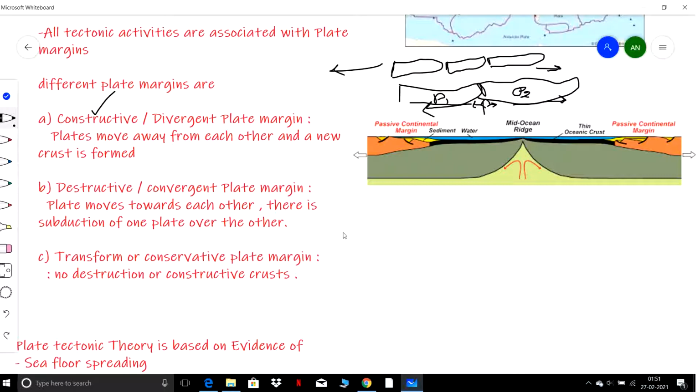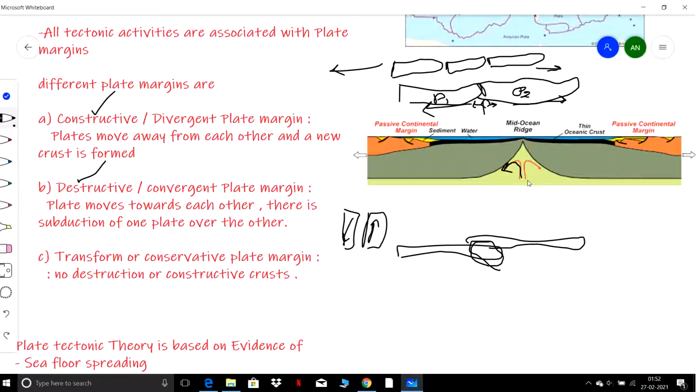Whereas in destructive plate boundaries, one plate subducts over the other. Here the crust of the plate is consumed, and hence it is called a destructive plate margin. But in a transform plate margin, the plates slide over each other. Hence, there is no construction or destruction of the crust. As you can see here, the magma is rising here. Here the plates are pushed away, and hence it is a divergent plate margin or constructive plate margin.